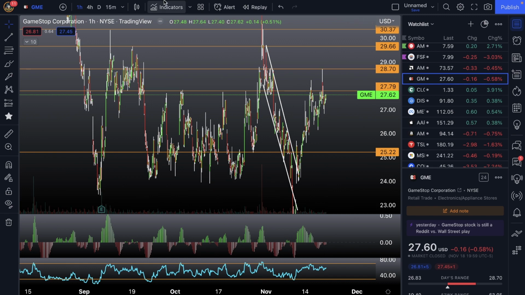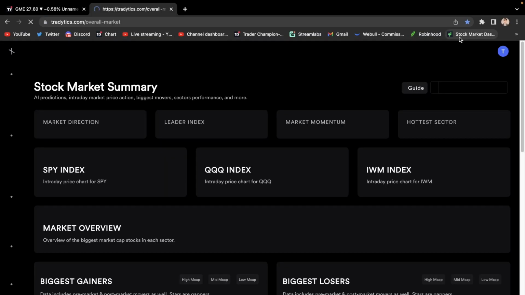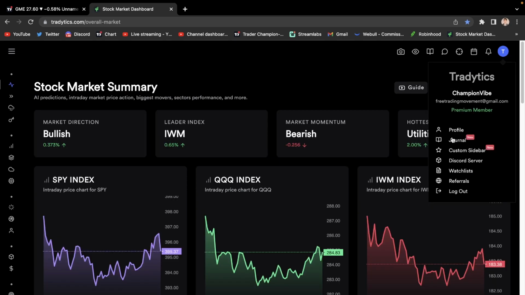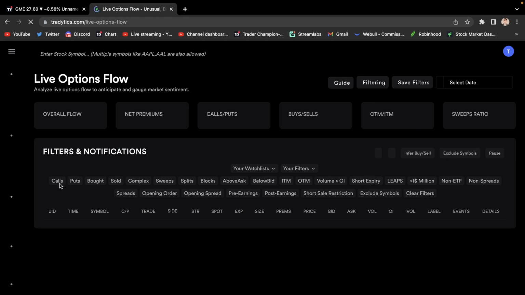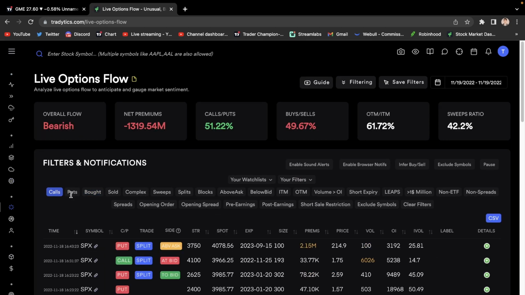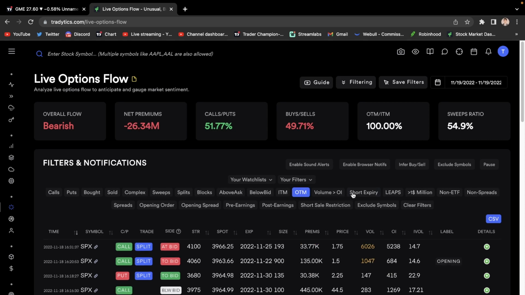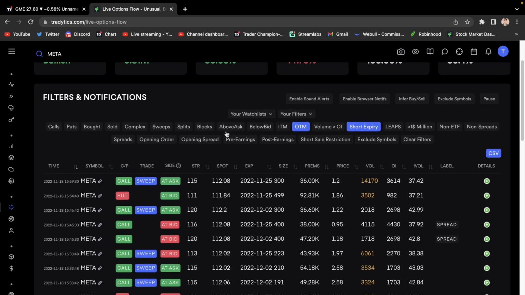Now, another thing I want to talk about is looking at options flow. You can use whichever platform you want. This is TradyTix. And again, I don't really do this too much on small caps, but for large caps, let's say you're looking for out of the money and short-term expirations, you're trading weeklies, you can put in pretty much any ticker you're looking at. And you can also see the flow, which way is it going.